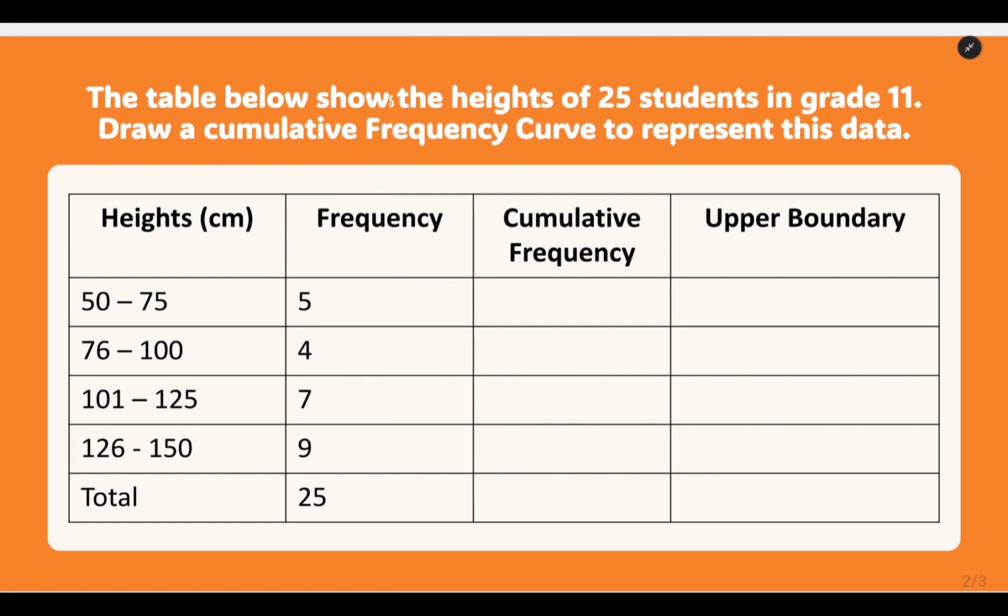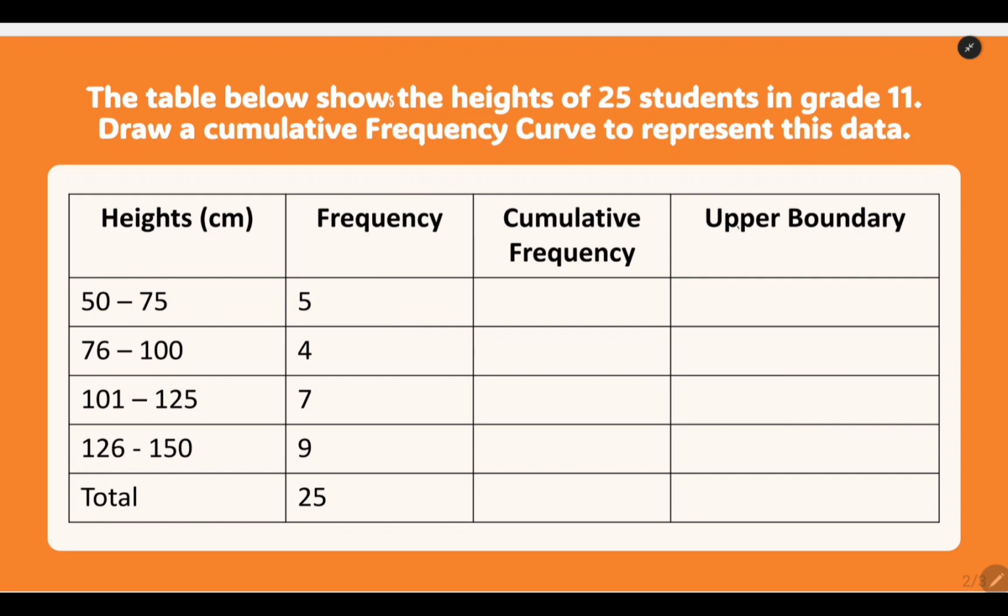The table below shows the heights of 25 students in grade 11, and they want us to draw a cumulative frequency curve to represent the data. So we have the heights, the class intervals, and the frequency, and we want to put in the cumulative frequency and the upper boundary, because these are the two important elements that we need to draw the cumulative frequency curve.